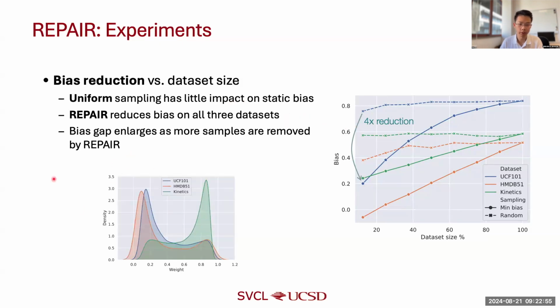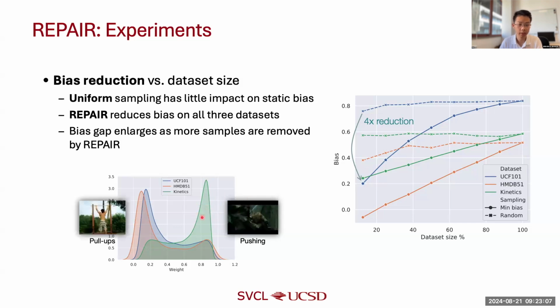This bottom figure shows the weight distribution that's learned on each of the 3 datasets. We observe that videos that get larger weights are typically those that require the understanding of action dynamics, such as pushing, which can refer to a variety of actions in different contexts, compared to those with lower weights that are typically biased examples where the labels are given away by spatial cues, such as pull-ups.